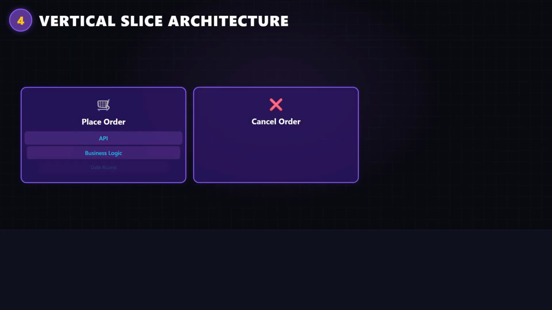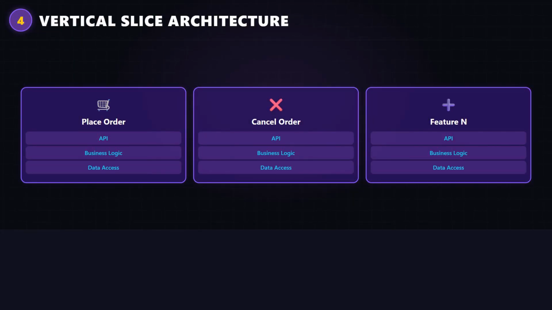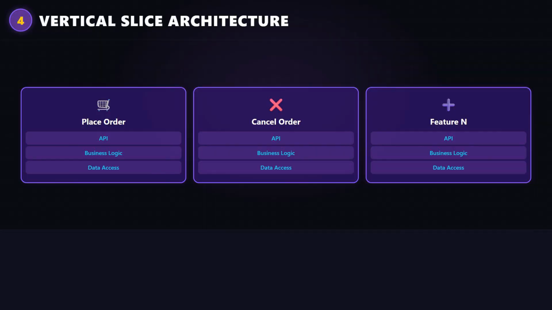So moving to the next one, which is vertical slice architecture. Instead of organizing your code by technical layer, like all UI here, all business logic there, you organize it by features. Each feature or slice contains everything it needs: API, business logic, and data access, from top to bottom.